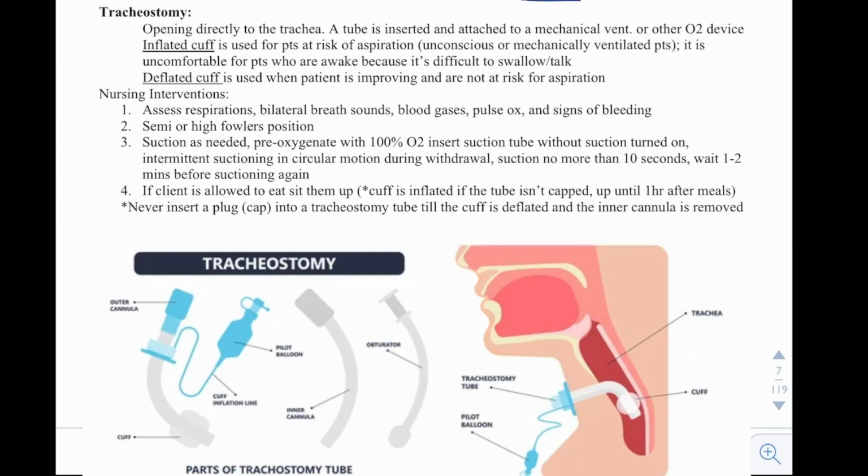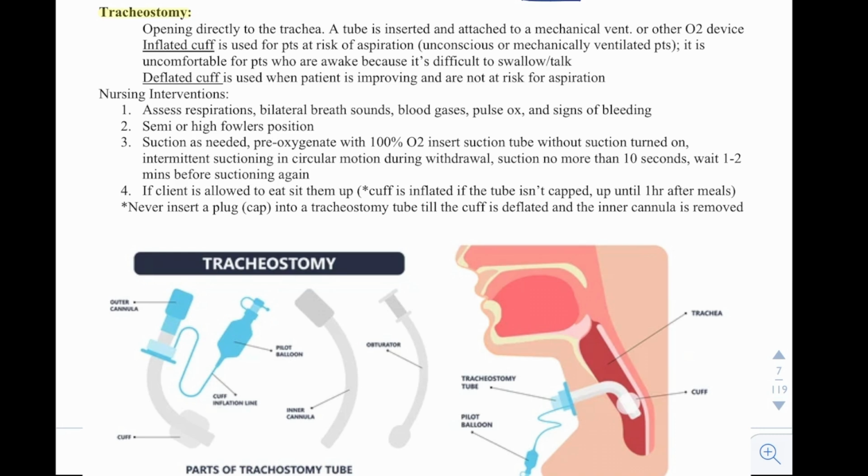So now let's talk about a tracheostomy. So this is an opening directly into the trachea. A tube is inserted and attached to a mechanical vent or other oxygen device. Then the cuff is inflated.